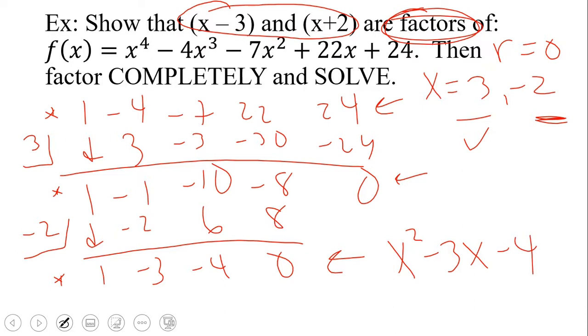So this is what I was talking about on the previous slide when I said you should try to do as many synthetic division rounds as you need to get down to a quadratic, because every quadratic is easily solvable, again, either by factoring or the quadratic formula. So going back to what the problem said, show that they are factors, check, check. Now I want to factor completely and solve. So I'm going to go ahead and do that on the next slide.